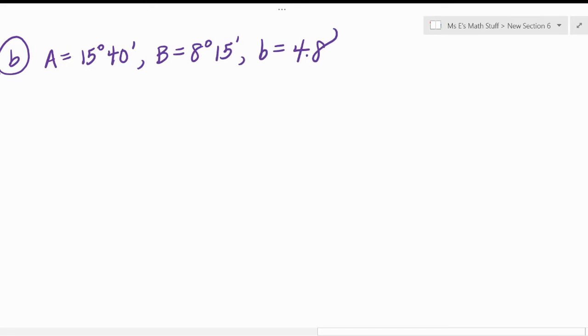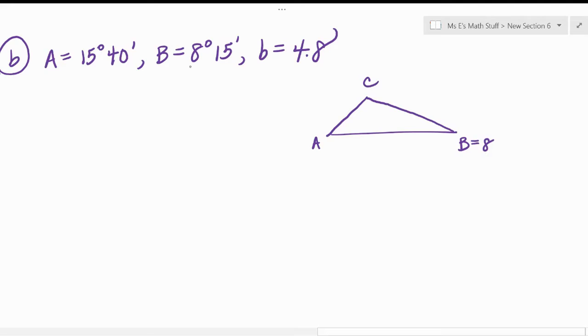Since A and B are such small angles, it makes sense that angle C would be quite obtuse. So let's see if I can draw a picture here. All right, definitely not to scale. A little bit embarrassed of it, to be honest with you. All right, let's see. Angle A we have, angle B.